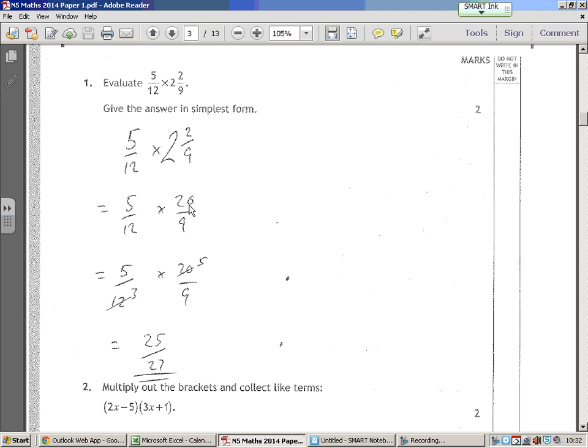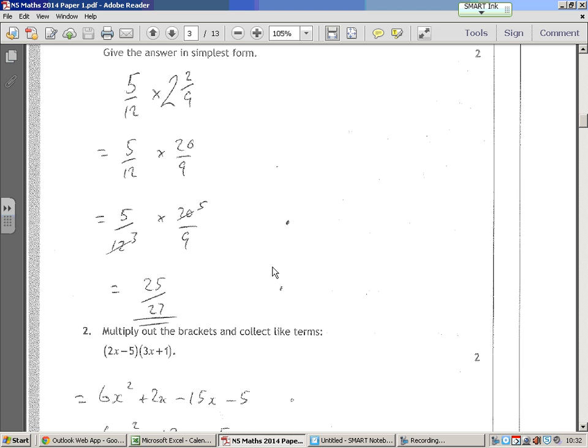We could do 5 times 20 is 100, 12 times 9 is 108, then cancel. But a much more sensible and quicker and more efficient way is to cancel anything on the top with anything on the bottom. So here we have 20/12. Well, we can divide 20 and 12 by 4. So that would become 5 and 3. So 5/12 times 20/9 is the same as 5/3 times 5/9. Then we are just multiplying the top by the top, 5 times 5 over 3 times 9, and that will become 25/27.